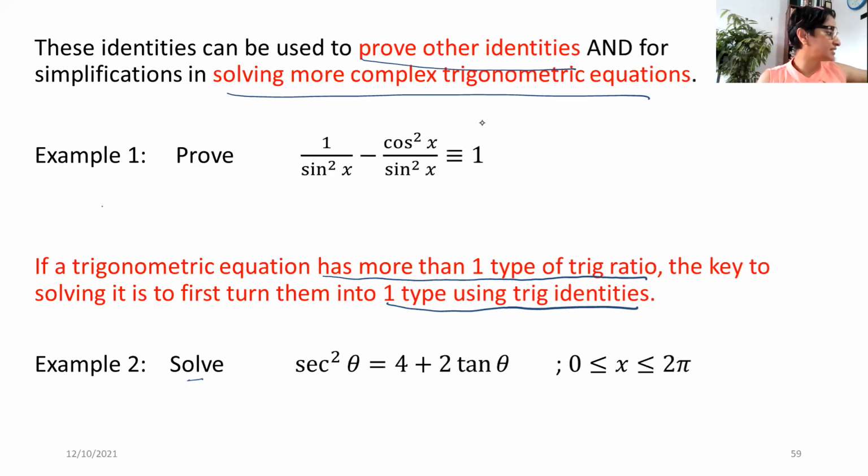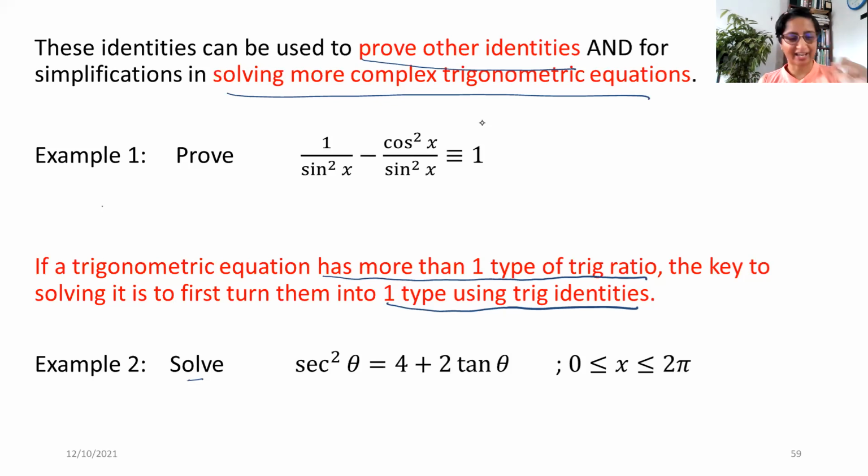In that case, the first thing to do before you solve is to try and turn them into the same type. Either you have to bring them both to sec or both to tan. So you have to think what you can do. Can I bring the sec squared theta into tan terms or tan theta into sec terms? So this is where identities are useful. Does any identity come to your mind?